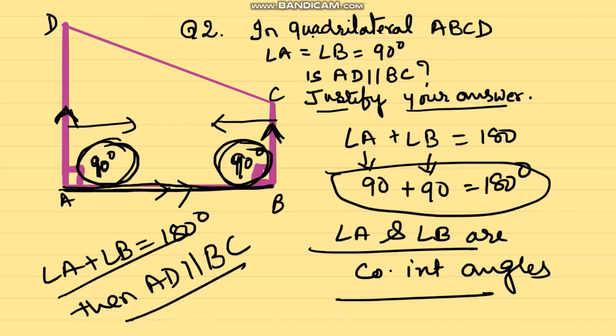AD is parallel to BC because angle A and angle B are co-interior angles, and their sum is coming to be 180. When the sum of the co-interior angles is equal to 180 degrees, the lines are parallel.